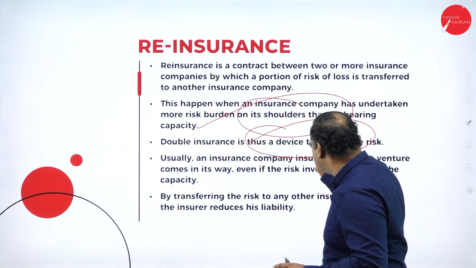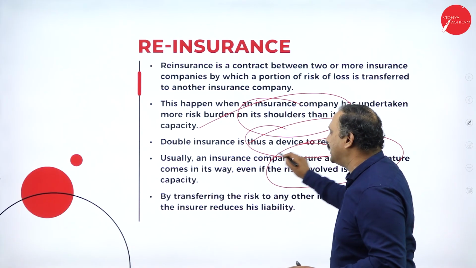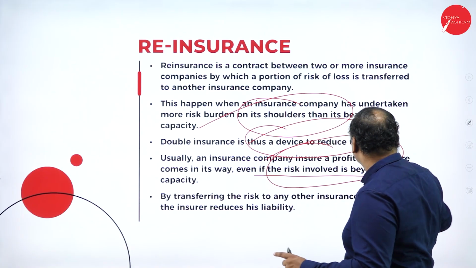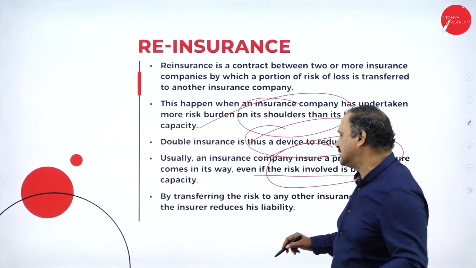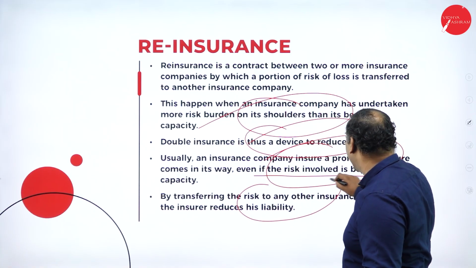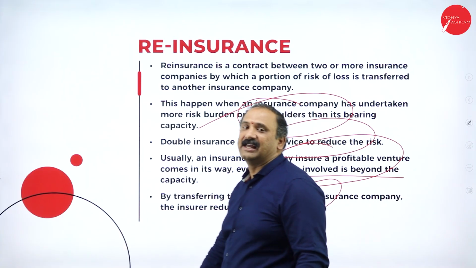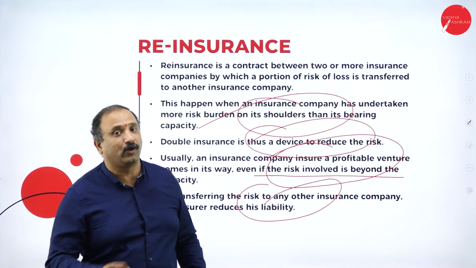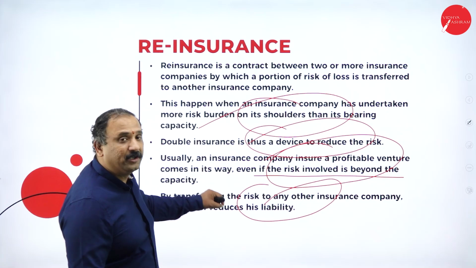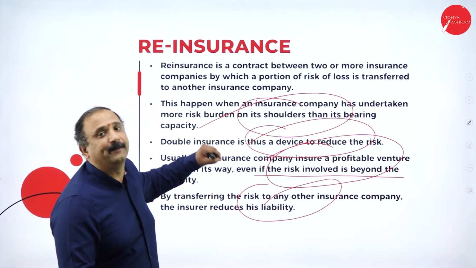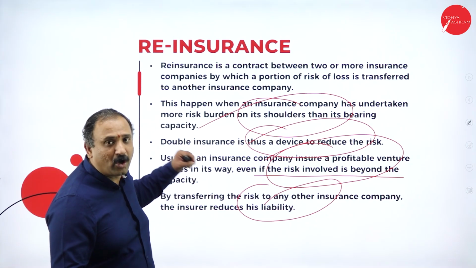Usually, an insurance company ensures a profitable venture comes its way, even if the risk involved is beyond its capacity. By transferring the risk to any other insurance company, the insurer reduces his liability. Now, that's very, very important for all of us to know why we are going here, because we want to reduce the liability factor at any given cost.